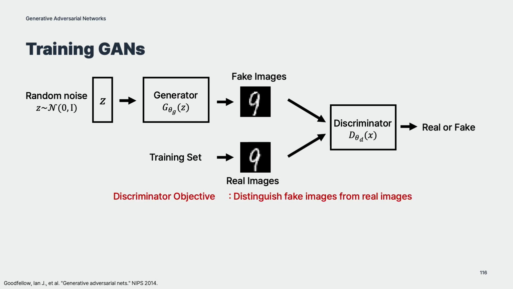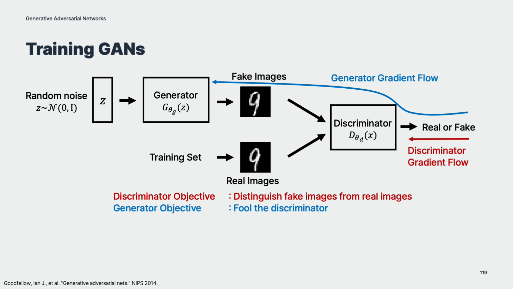The discriminator's objective is straightforward: to distinguish fake images from real ones. To train it, we can simply treat it as a binary classifier. On the other hand, the generator's objective is to fool the discriminator. In other words, to generate images that are realistic enough to be classified as real.